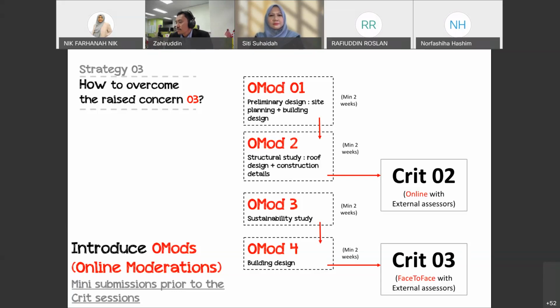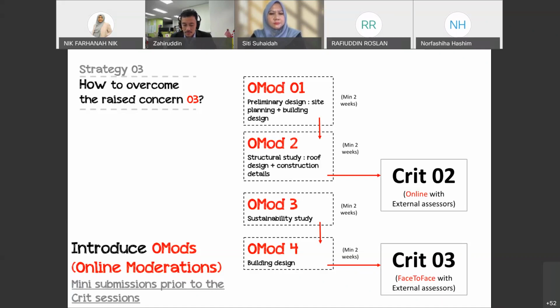How the onward works, as you can see from the screen, is that the onwards, like I said, are a series of submissions before the actual crit session. We have 2 crit sessions already scheduled by then. So before we arrive at crit number 2, for example, I scheduled 2 onwards. Onward number 1 focuses on preliminary design, the floor plans, the planning and all that. Then 2 weeks after that, they focus on the structure study, where they look at roof and construction details.